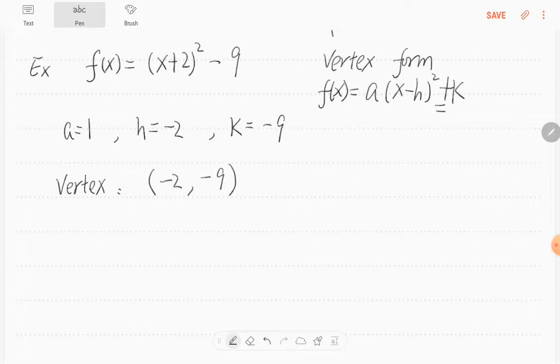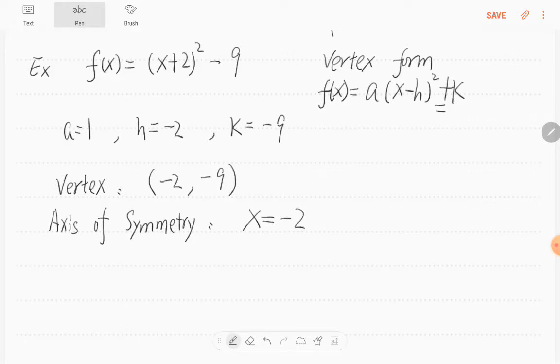Okay. So what about the symmetry line, or axis of symmetry, or line of symmetry? The axis of symmetry is x equals h, so it's x equals negative 2.